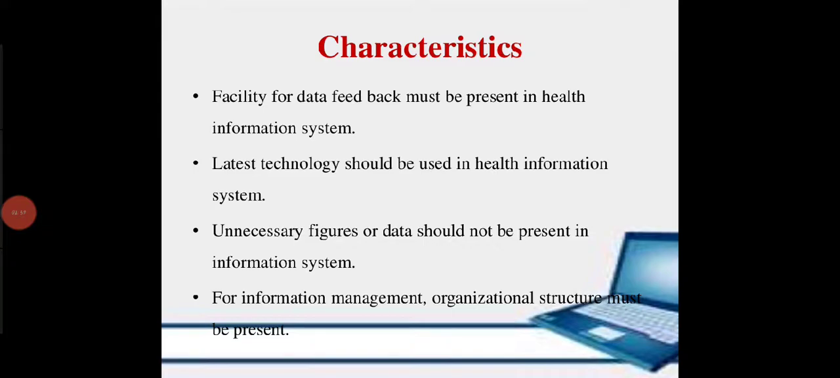Facility for data feedback must be present in the health information system. Okay? It should be presented through the health information system itself. And latest technology should be used in the health information system. Unnecessary figures or data should not be present in the information system. Okay? It should be limited, and good usage of the data or technology should be done. For information management, organizational structure must be present. Okay? When you give this information, you should give it in a structured or organized manner.